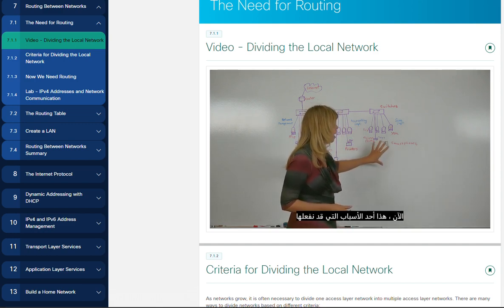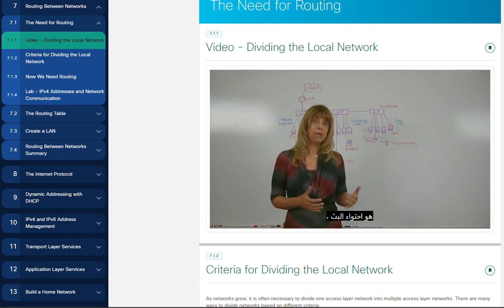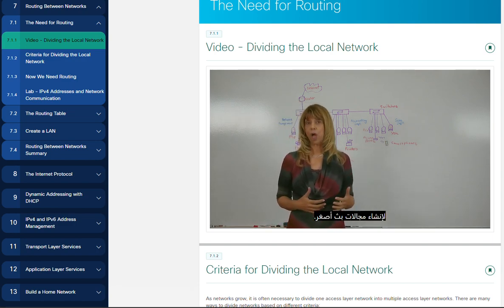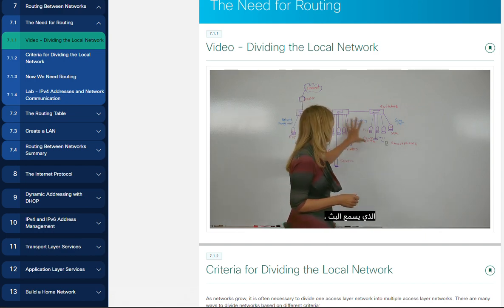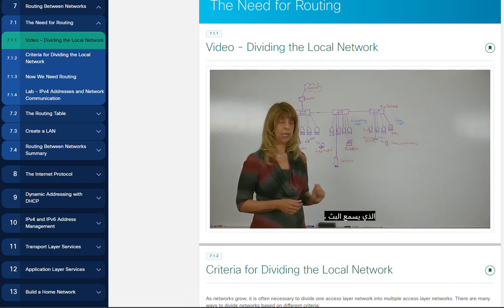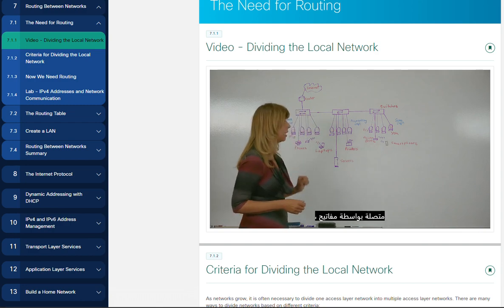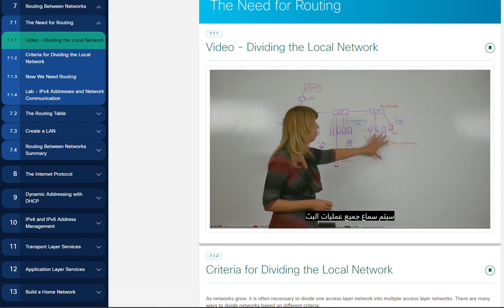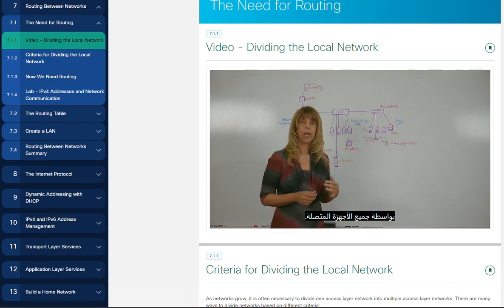Now, that's one reason that we might want to divide a network, is to contain broadcasts, to make smaller broadcast domains. And the term broadcast domain refers to the area that hears a broadcast. So in the case of this network, because all of the devices are connected by switches, all the broadcasts would be heard by all of the connected devices.